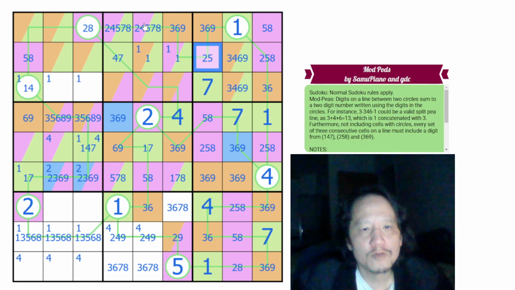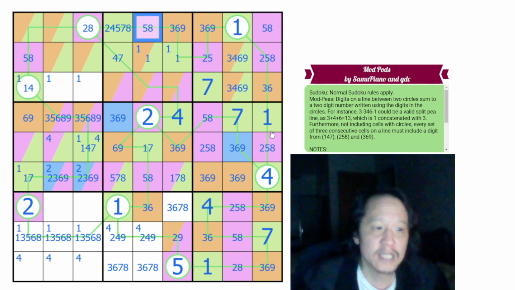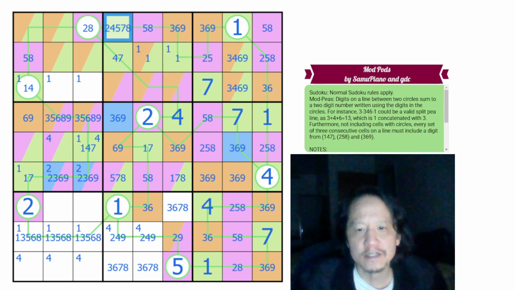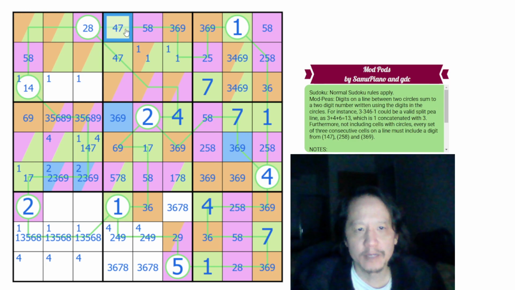This is pink, which forces this to be pink. So this cannot be pink. Sorry, cannot be green. Therefore, this is the green. And therefore, this is green. So this can't be 2. It has to be 5 or 8 at minimum. And this is 4 or 7 at minimum because it can't be 1.